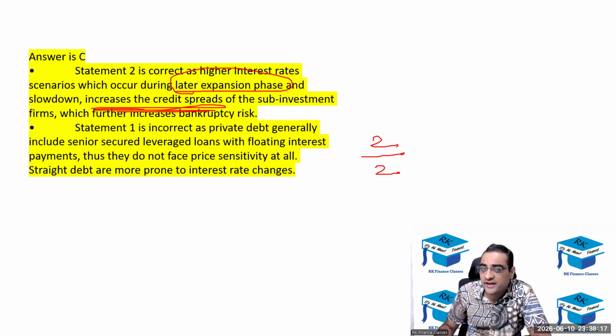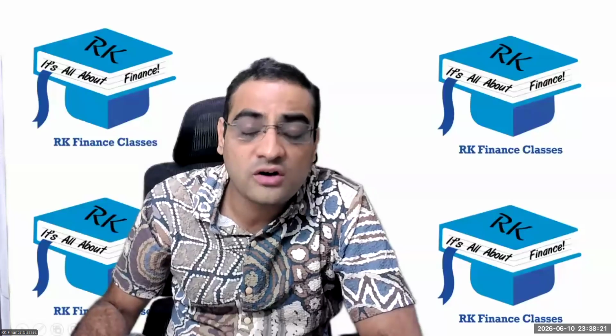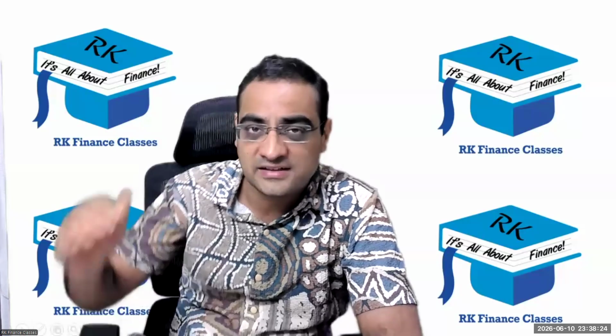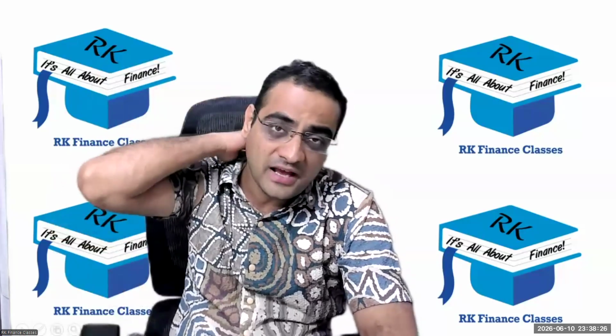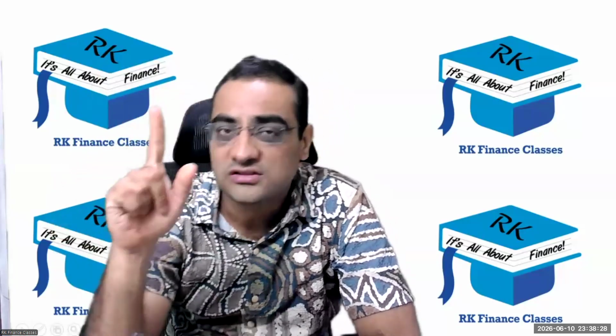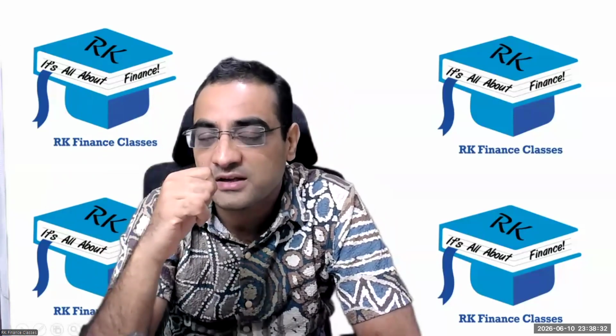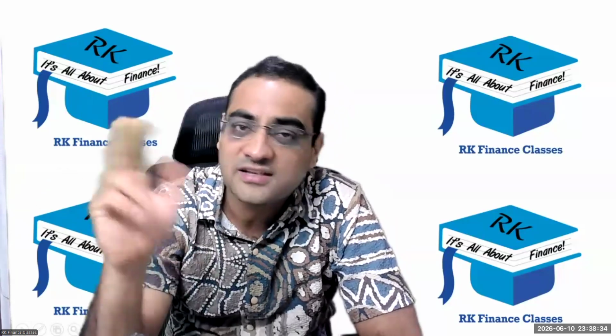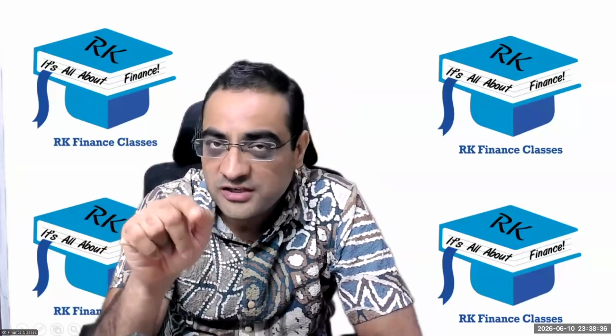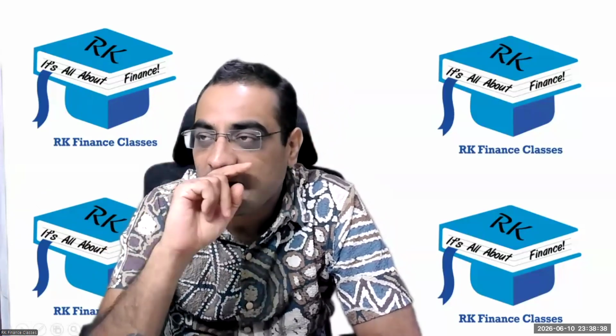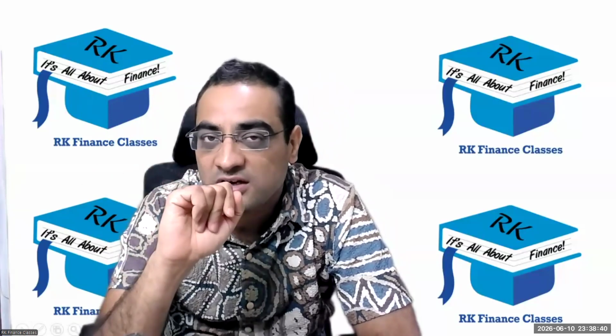Because you can say that in the later expansion phase or in the case of slowdown phase, A, the sales are coming down, and B, as the interest rates are increasing, interest costs are increasing. So sales are coming down and interest costs are increasing, so profits are becoming lesser, and that will increase the chance of bankruptcy. समझा ऋषिकेश? So here I'll cut one mark because आपने mention नहीं किया कि credit spread क्यों increase होगा.